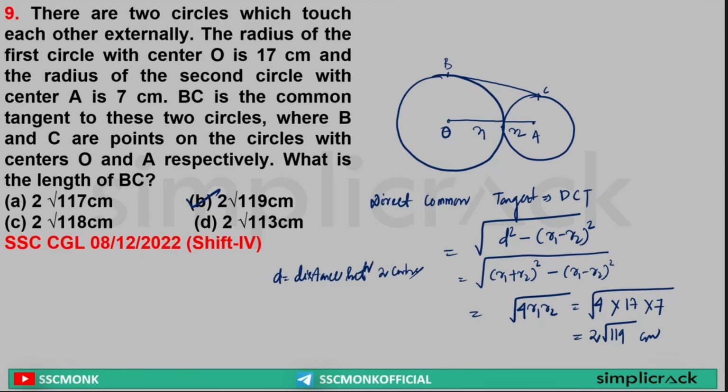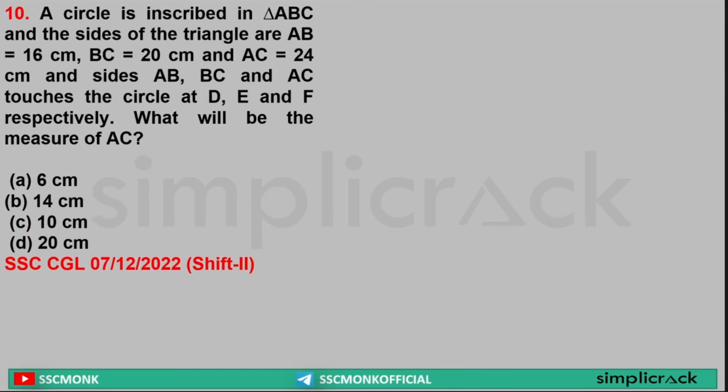Clear? Basic thing, but this is quite easy, right? But you need to remember the formula properly. Got it? Next. A circle is inscribed in a triangle ABC and the sides of the triangle are 16, 20 and 24. AB, BC, AC touch the circle at D, E, F. What will be the measure of AC? Now understand. AC is already given, 24 centimeter. Okay, I think there is some issue in this question. So I will change this in the actual class note.